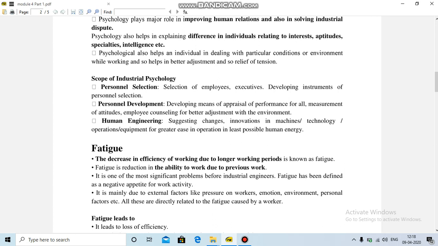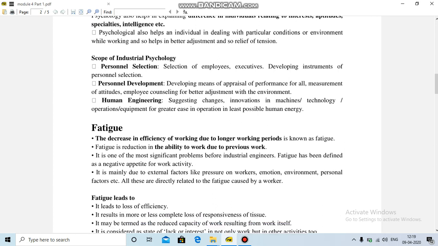So basically, it's a decrease in efficiency. If a worker has fatigue, it decreases his efficiency. It reduces the ability to work. It reduces the ability of the worker to do a repeated job. So an industrial engineer who wishes to increase productivity should always study fatigue. Basically, what are the reasons for fatigue and how is fatigue affecting industry.